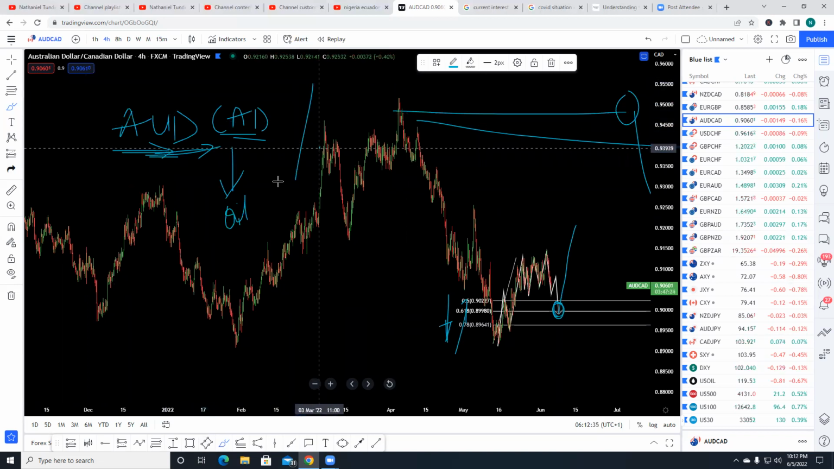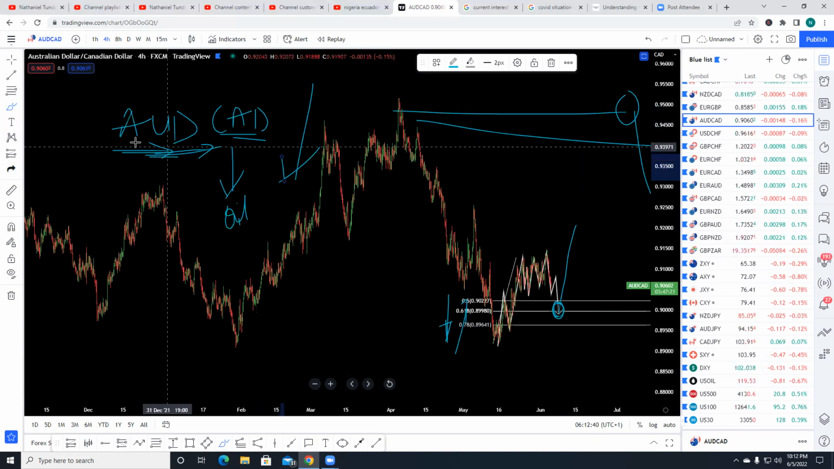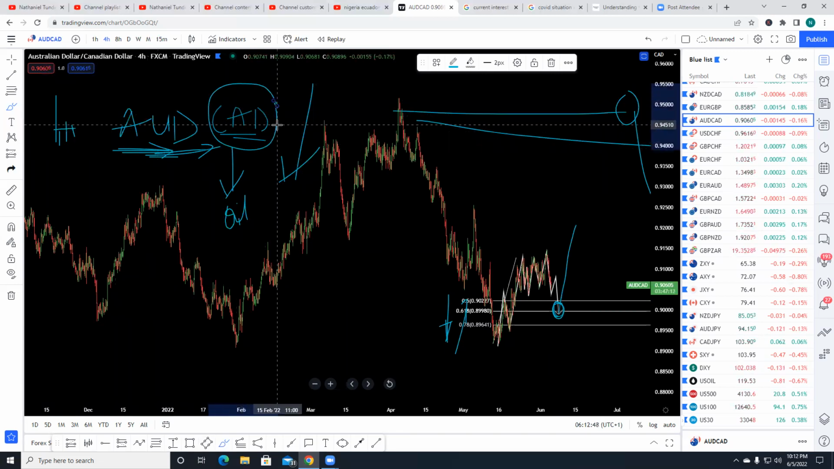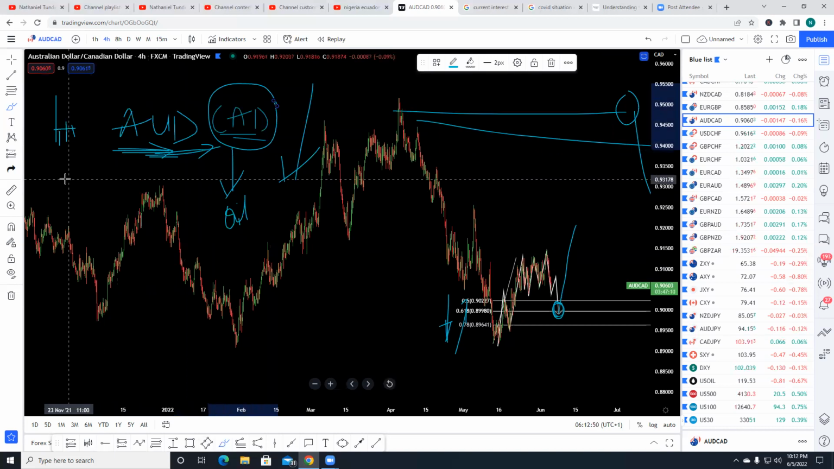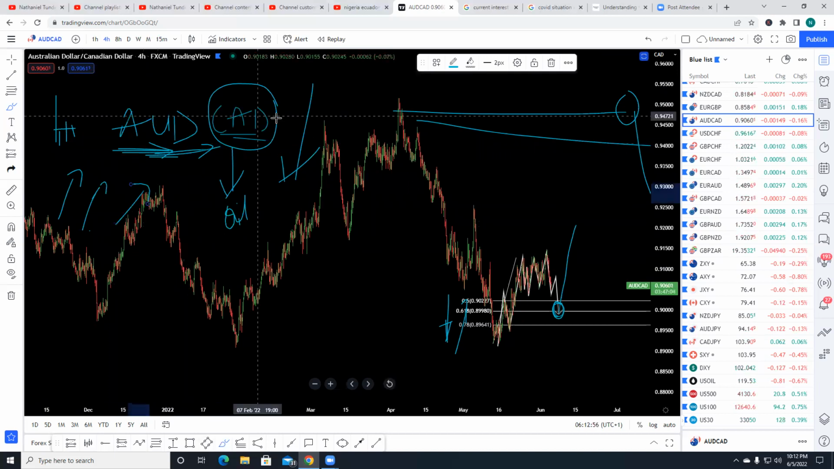If oil is going down, the price of oil is crashing very well. Who is it favoring? It's favoring the Australian dollar because they are using a little money to acquire a lot of assets from who? From Canada. So in that case, you see AUDCAD will be going up. Right now, oil is strengthening, so we expect AUDCAD to drop.